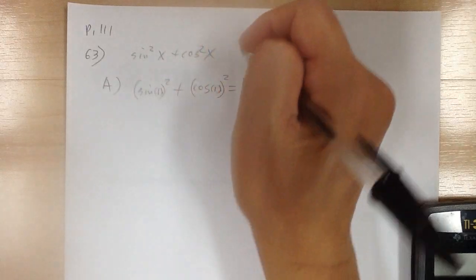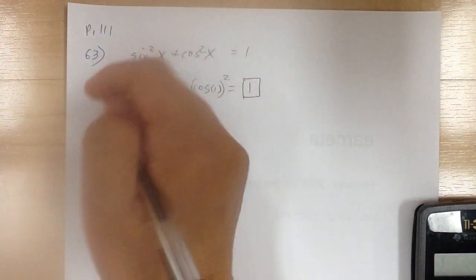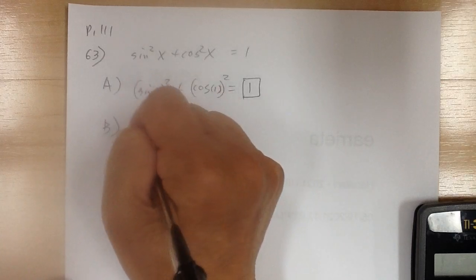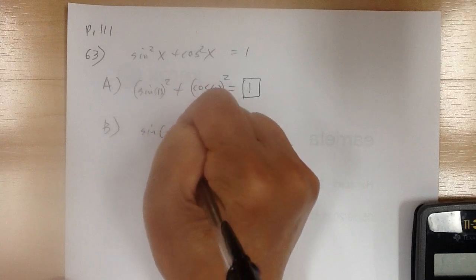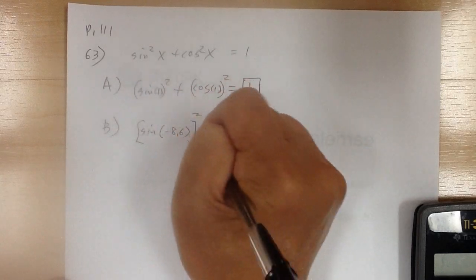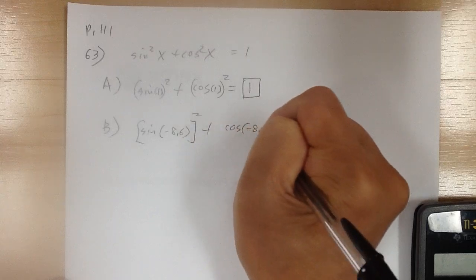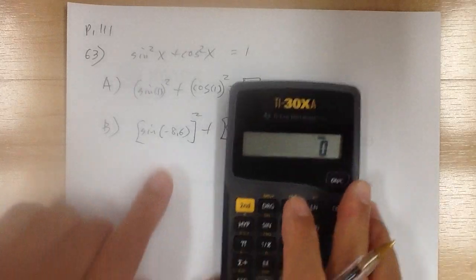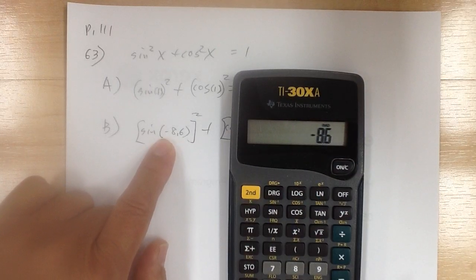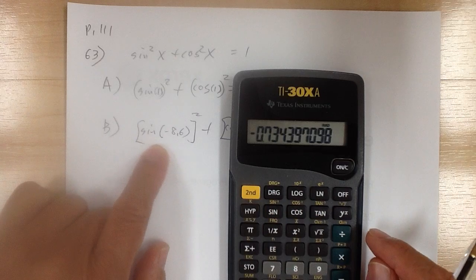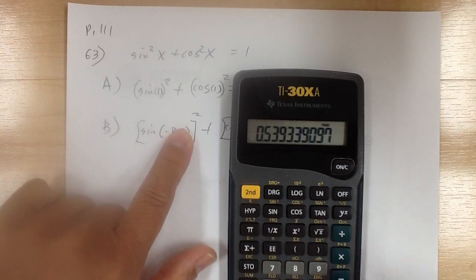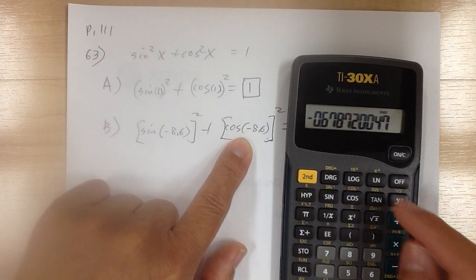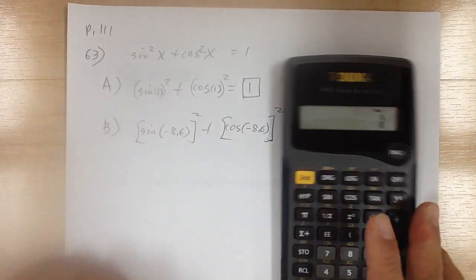So that's your identity. This is always going to equal 1. And if you don't believe that, you can try different numbers. So you have sine of negative 8.6 squared plus cosine of negative 8.6 squared equal to, okay, so negative 8.6 radian, sine of that, and you square that, plus negative 8.6, cosine of that, square that, push equal, you get 1.